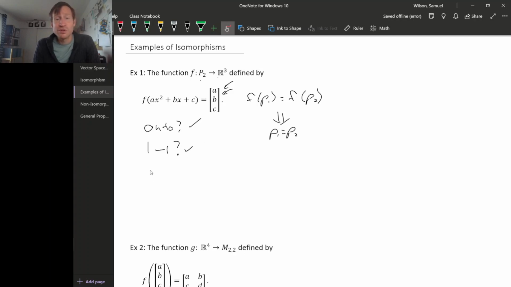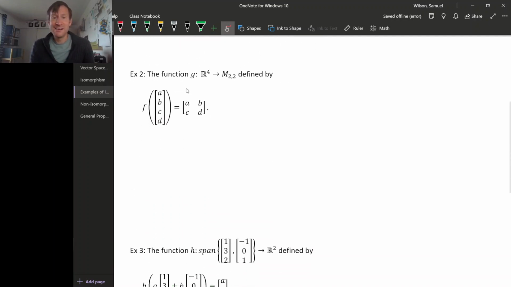And then for preserving structure, we actually went through the argument of why this function preserves structure in an earlier video, so you can check on that. So it does preserve structure. So this is an isomorphism.